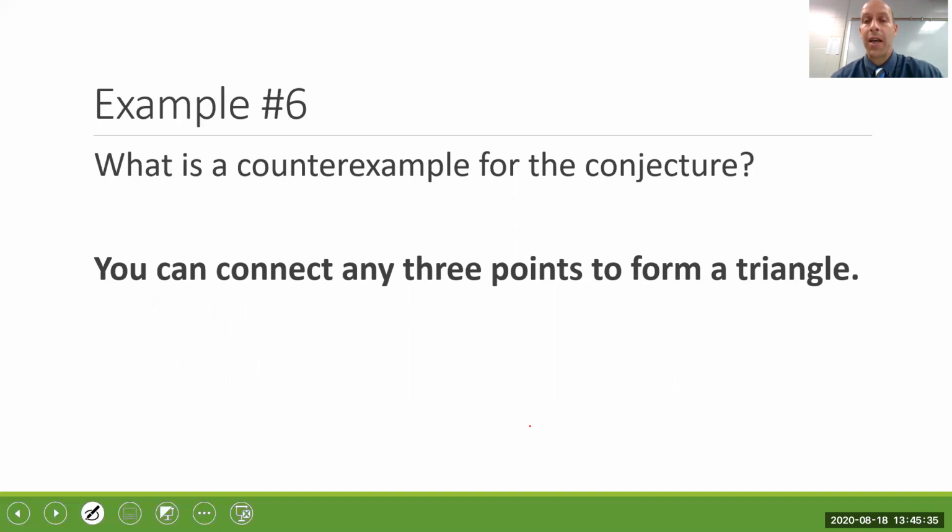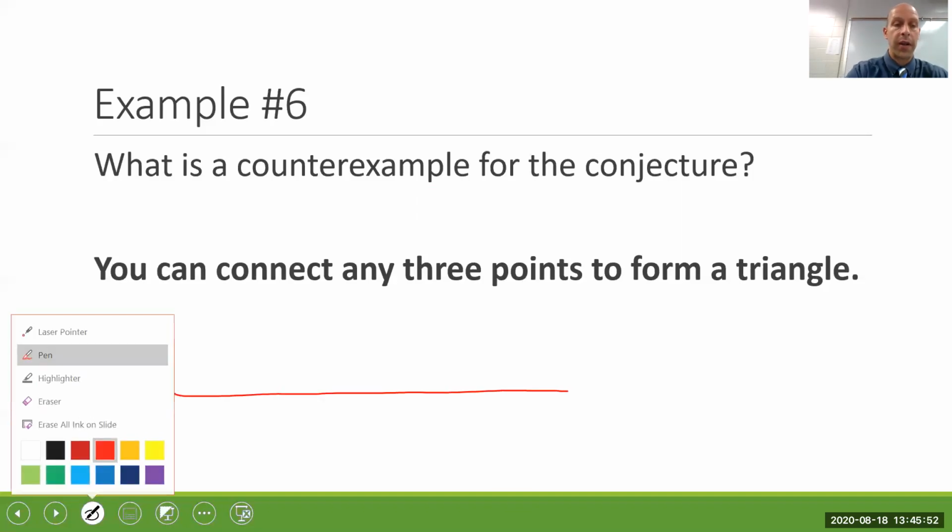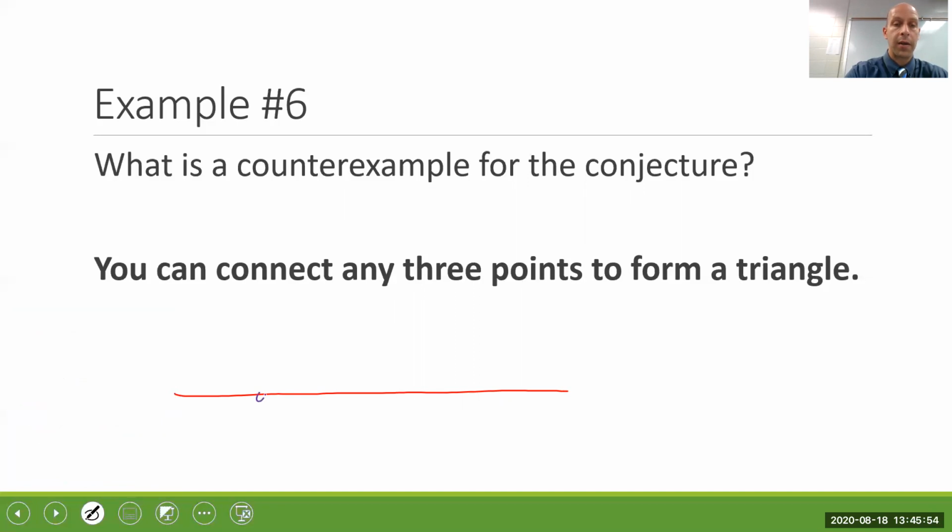You can connect any 3 points to form a triangle. At first, that may seem kind of reasonable. A triangle has 3 vertices, it has 3 sides, yeah. Well, the counterexample is, or could be, what if all 3 points are on a line? So let's say I've got a point here, and then a point there. So there's point A, there's point B, and there's point C. And let's say they are all on this line.